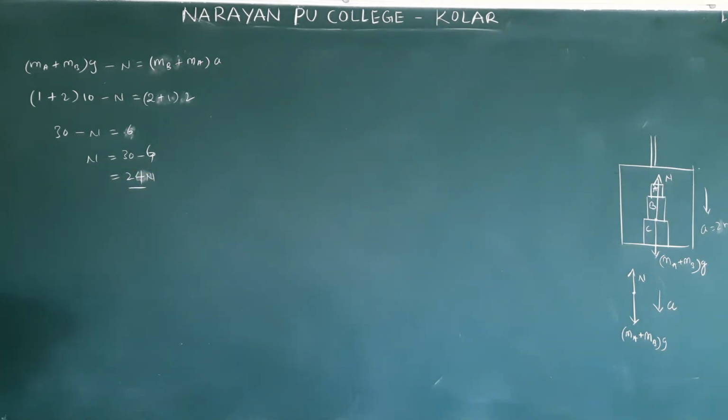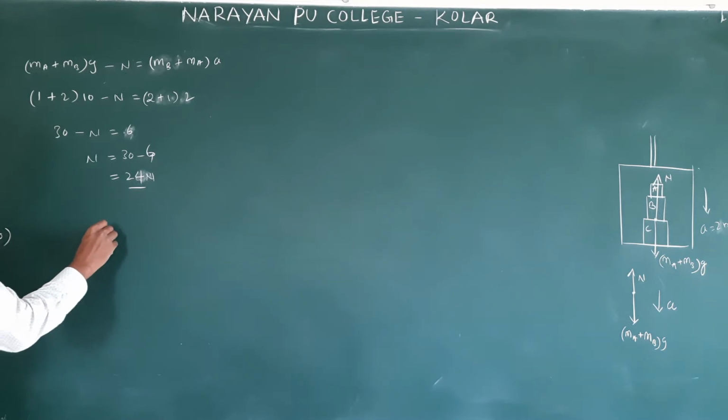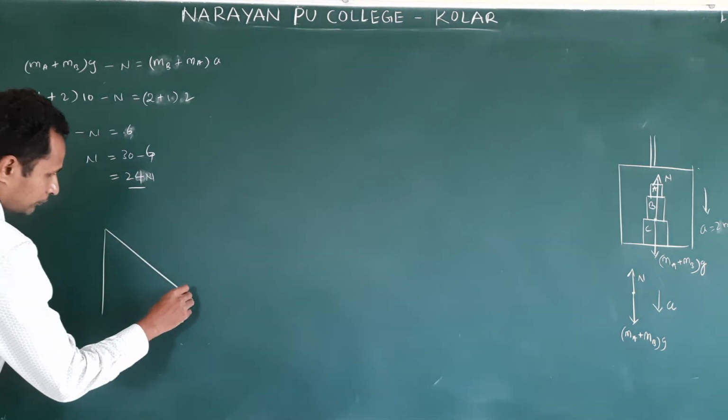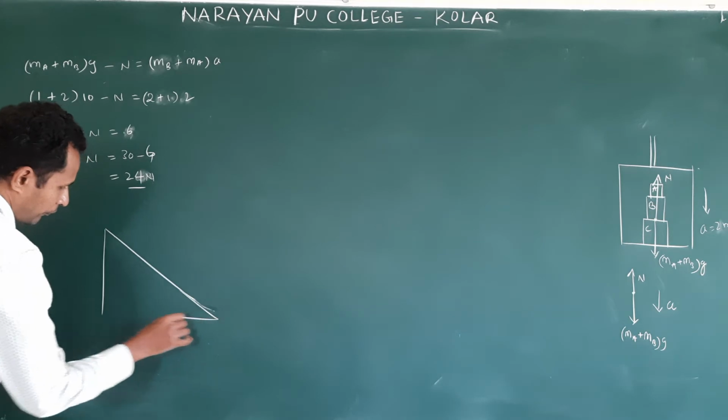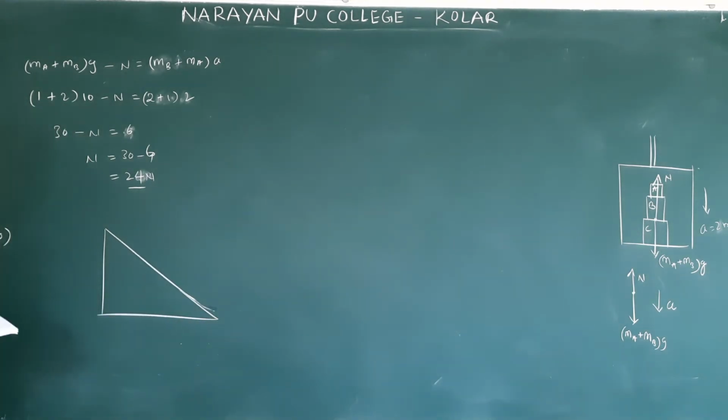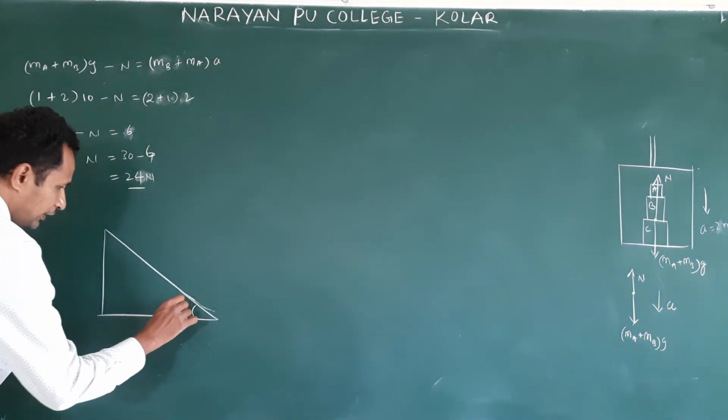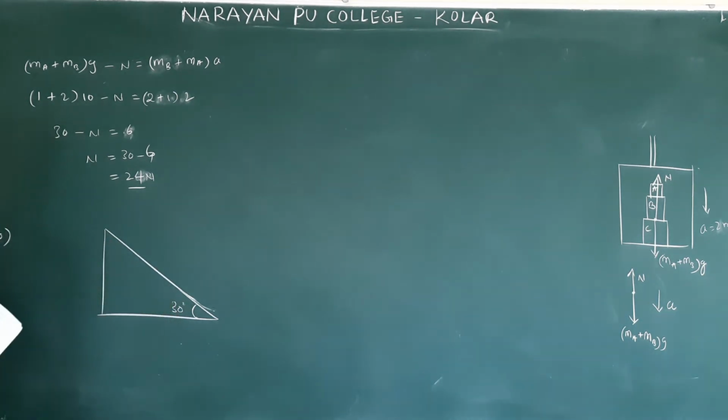Next, 20. A block of mass 2 kg is placed on a triangular block of mass 10 kg as shown in the figure. All surfaces are smooth. What horizontal acceleration should be given to the triangular block so that the blocks move together? So this is the block. This angle is 30 degrees. This is the inclined surface angle.